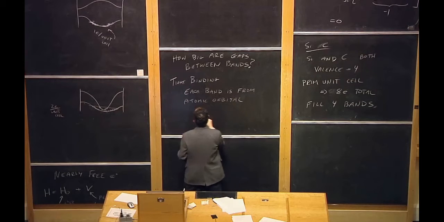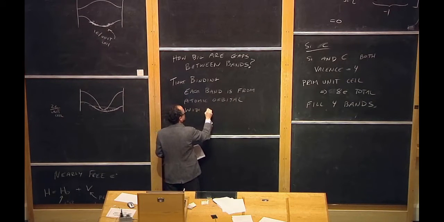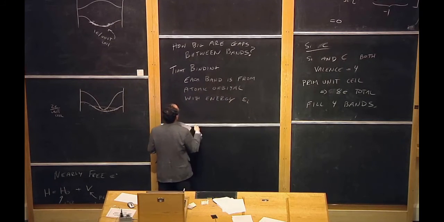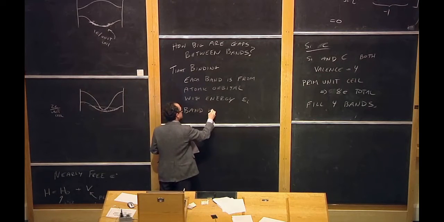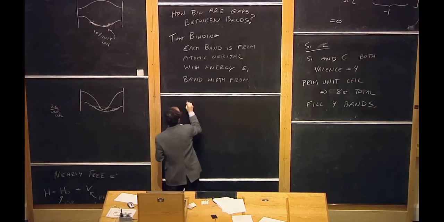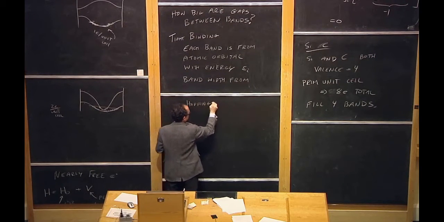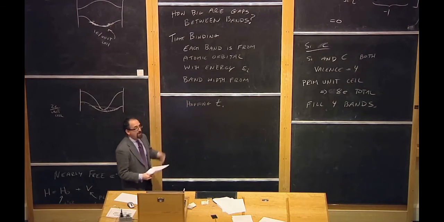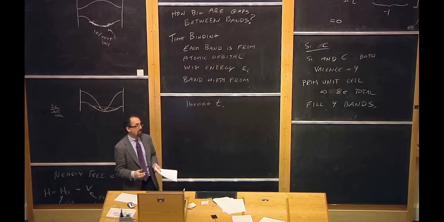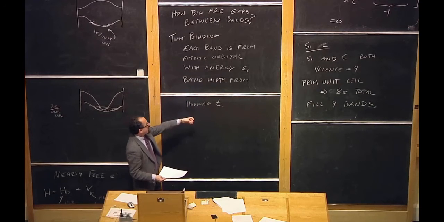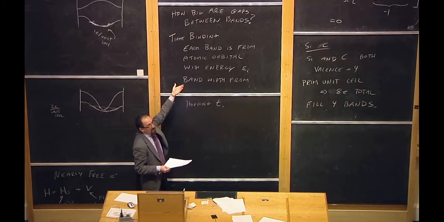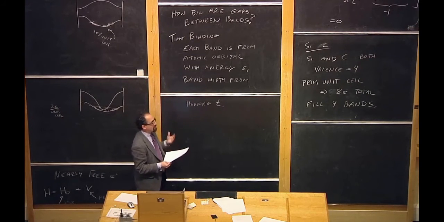with energy, called E sub i, and the bandwidth is from hopping T. So if the original atomic orbitals are very well spaced apart from each other and the hopping is small, then the bands don't have a chance to overlap, because they initially start very far apart, and the hopping is what spreads the bands out from a single energy into a band. So if the hopping is small and the energy spacing is large, then the bands won't overlap. That's one way of understanding it.